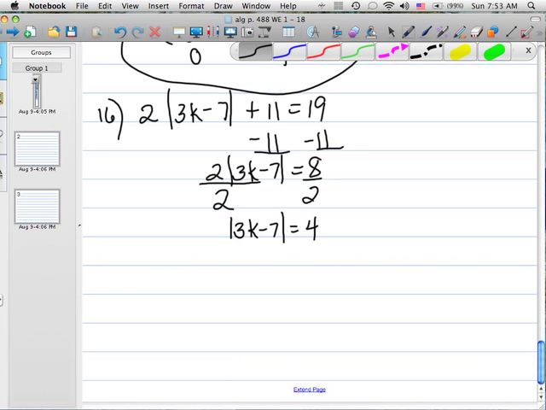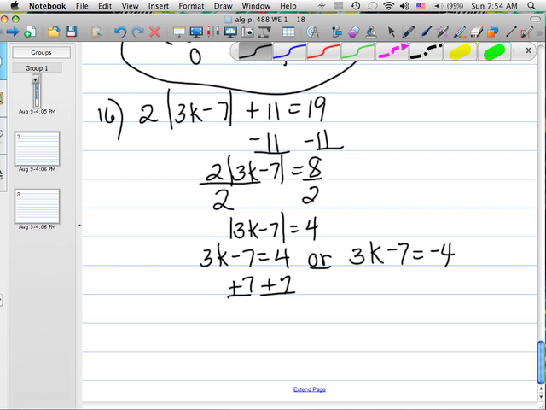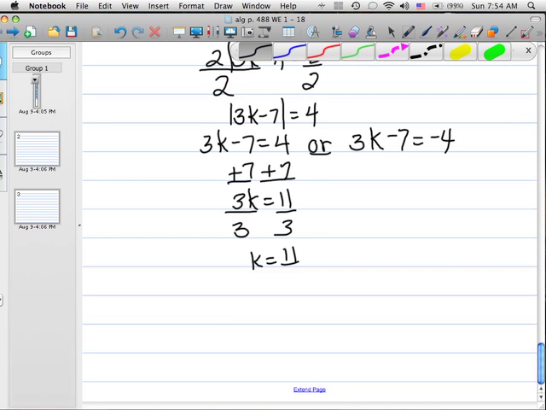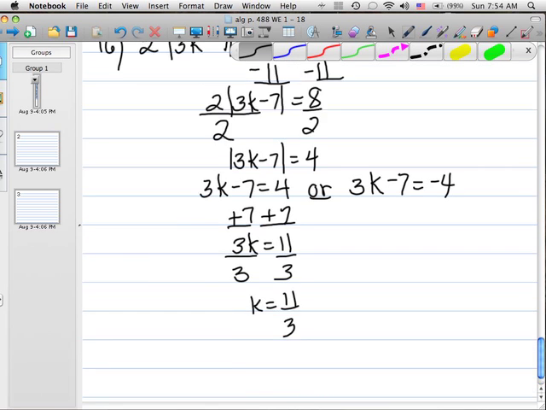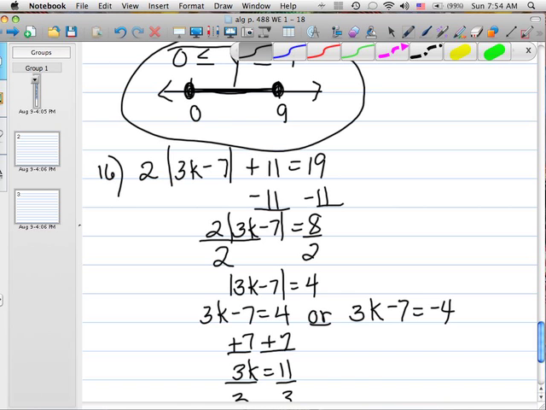So that's the bullhorn. So we have 3k minus 7 could equal 4, or 3k minus 7 could equal negative 4. Solving the first one on the left, we'll add 7 to both sides. We get 3k equals 11. Divide by 3, and k could equal 11 thirds. So if I put 11 thirds back into the problem, I'll get 11 minus 7, which is 4. 4 times 2 is 8. 8 plus 11 is 19, so that worked.